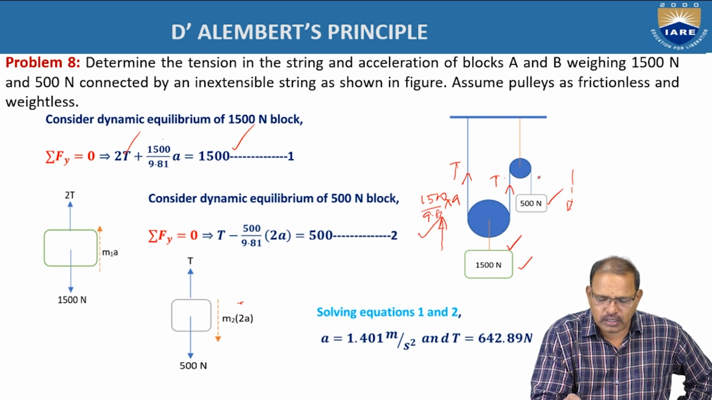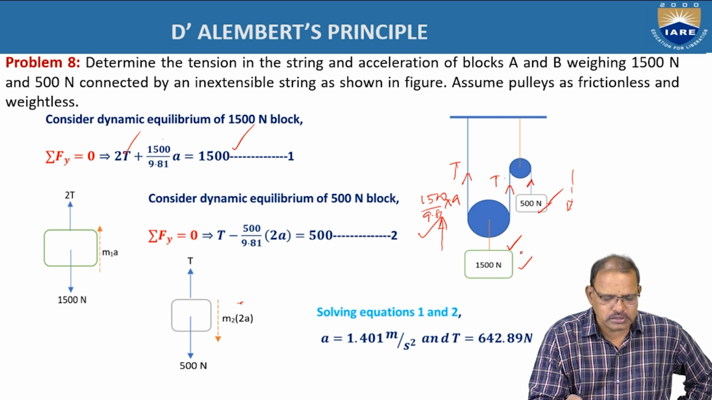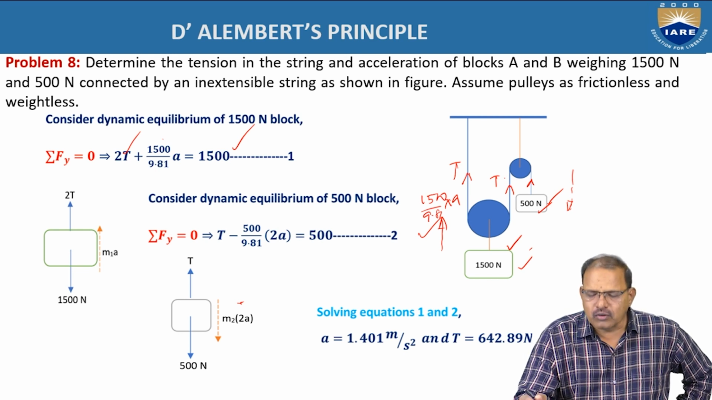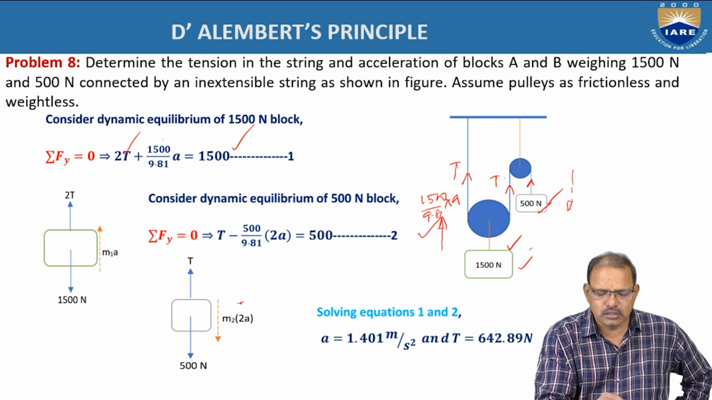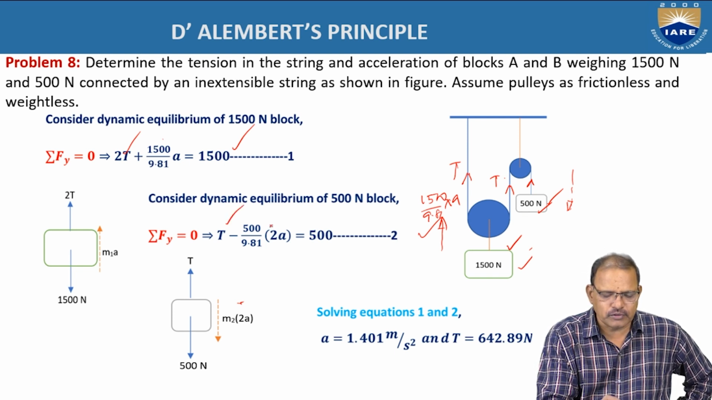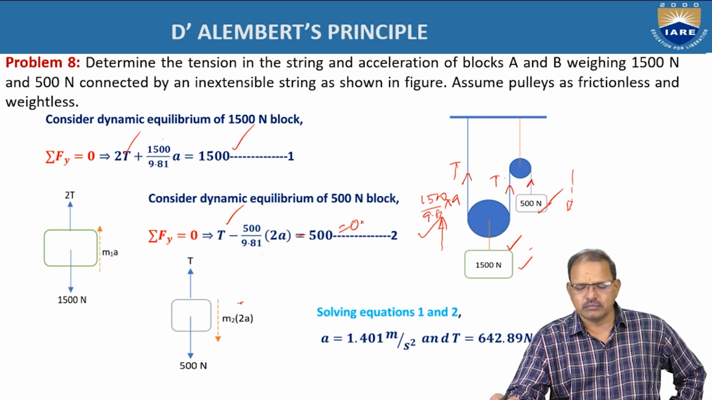In the block, when we are taking here for the block, tension is acting in the upward direction. The weight is acting downward, but the body is also moving upward, which means the inertia force is in the downward direction. So T is positive, inertia force is negative, that is 500 divided by 9.81 into 2A, and it should be equal to 0.